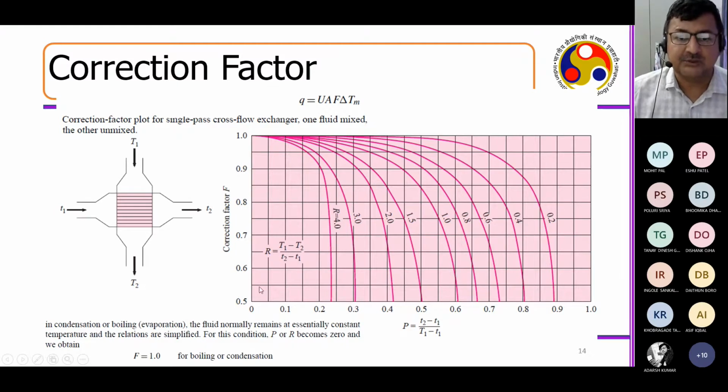Now, in this sort of situation, you define two parameters: R, equal to T1 minus T2 divided by t2 minus t1, and P, equal to t2 minus t1 divided by T1 minus t1. And then you plot, for different R, P versus the correction factor F. Typically, F is 1. But for different situations where you are doing a cross flow, you end up getting a number of experimental plots, and these plots are used for the calculation of the real rate of heat transfer in a heat exchanger.